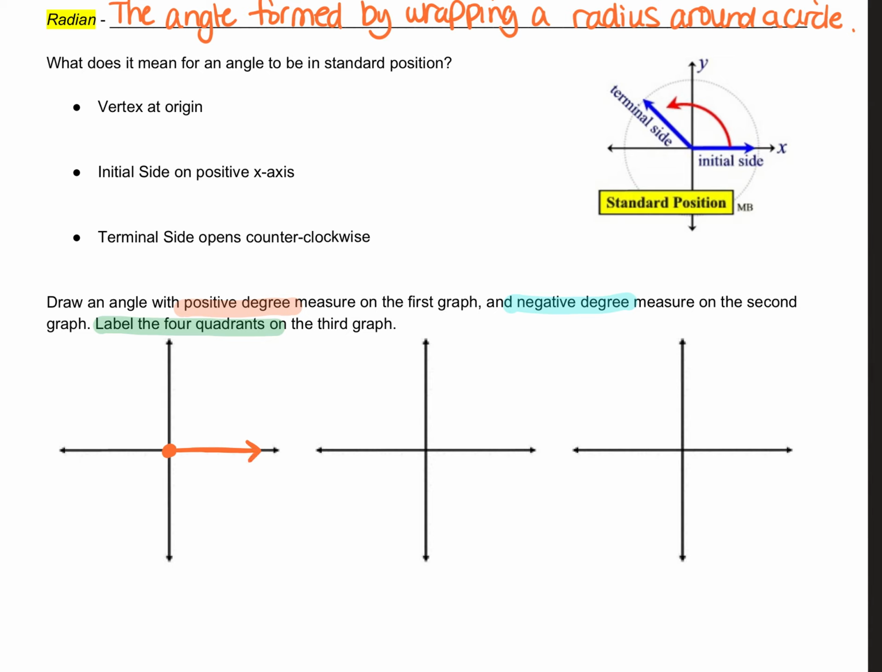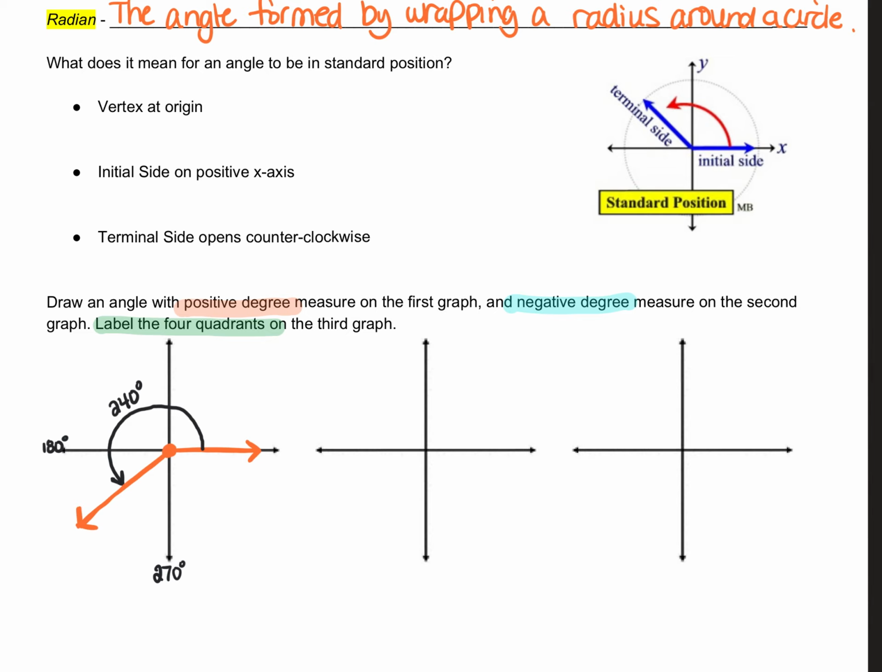Now, a positive degree measure just means it's going to open up counterclockwise, as far as we want. So let's say that's our rotation. Then we draw the terminal side of our angle. Now that angle has a measure that's more than 180 degrees, because a rotation to right here would be 180 degrees, but less than 270 degrees, because that would be our rotation if we went all the way to the negative y-axis. So it's somewhere between 180 and 270 degrees. Maybe we call it 240 degrees. It doesn't matter, you pick a number there.